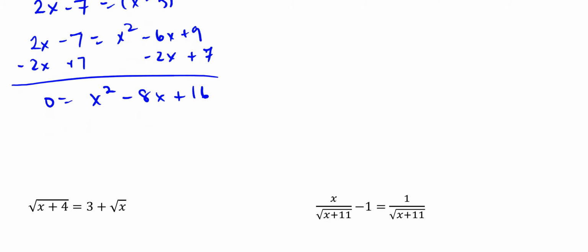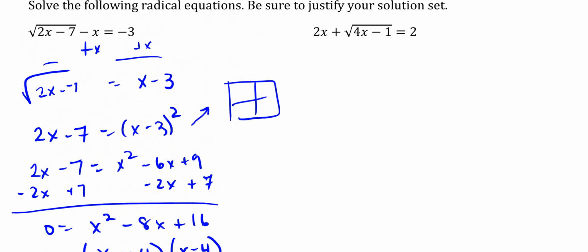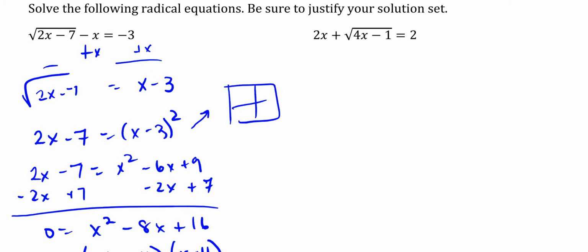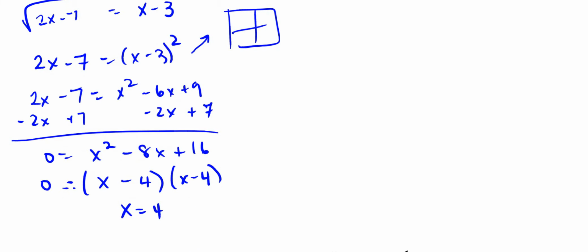To factor that, I need to figure out what multiplies together to make 16 and adds to make negative 8. Well, that's going to be x minus 4 twice, giving me an answer of x equals 4. Now, if I plug that back in, or check it in my calculator, I see that it actually does check.